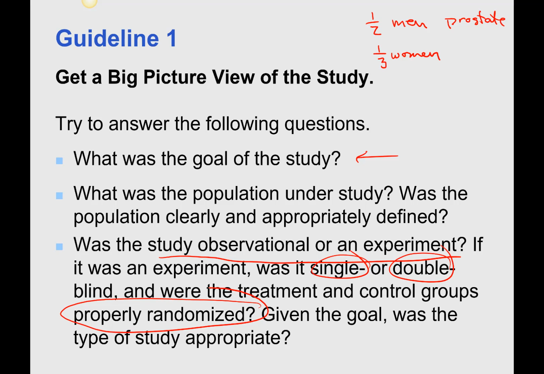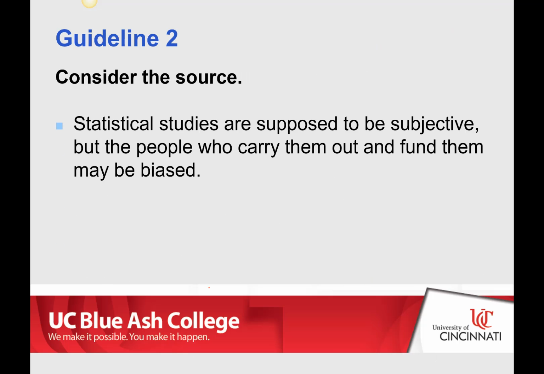No, but at least you know to look for it. And if you're concerned about it, you can do a little bit more looking around online and find out what defines a good randomization of your groups. Okay? Number 1 is the goal of the study. Number 2 is look at the source.